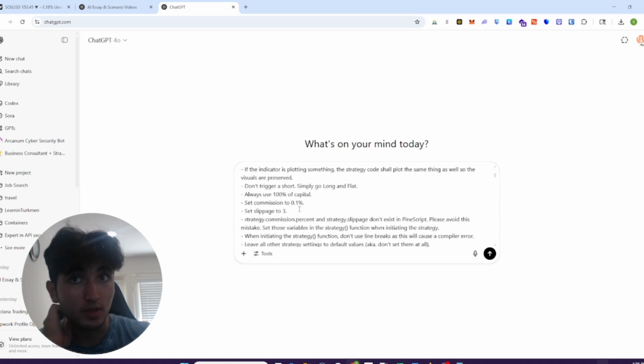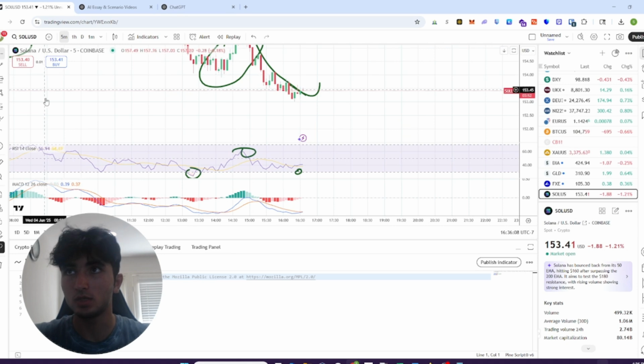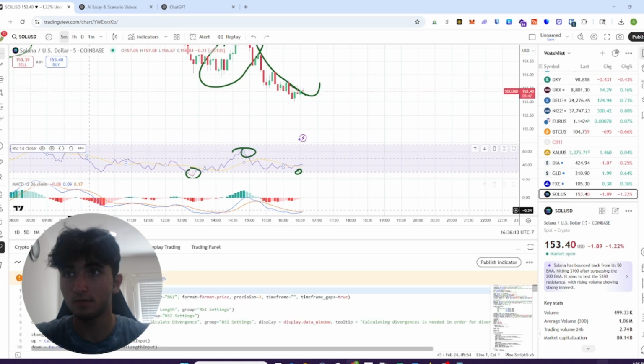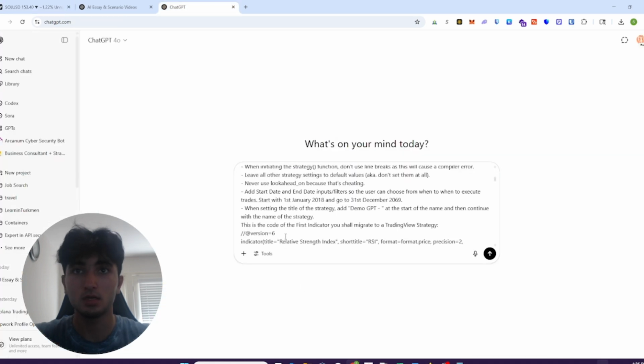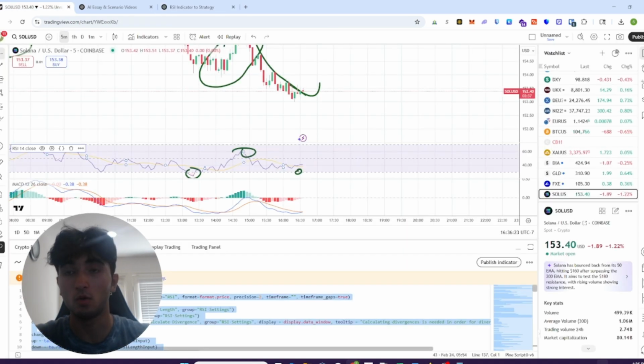All we have to do after that is simply paste the code of the indicator that I'm trying to use for this strategy. Now all I need to do to get that is we see this indicator over here. We're going to click on this for the code, copy and paste it here as I've done already, and then just click on enter in ChatGPT. Now this is going to give us a full Pine script that we can copy and paste over here.